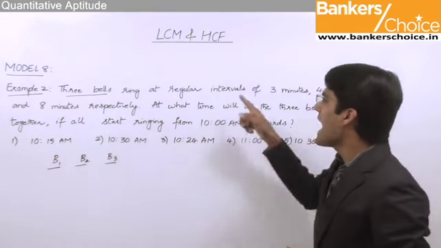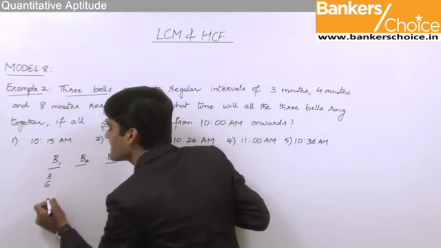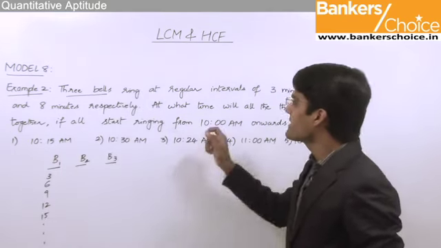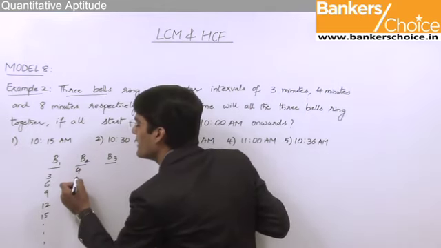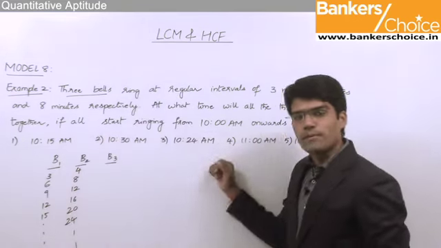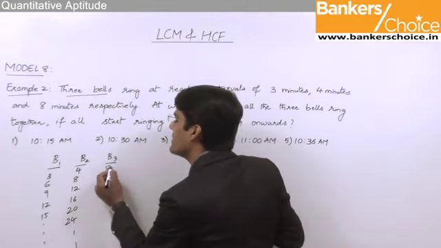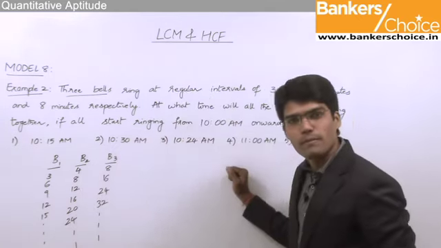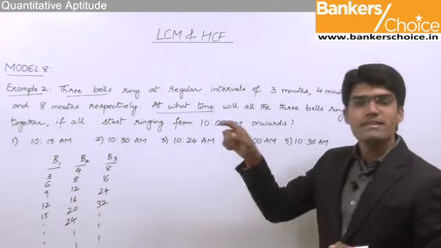Now the first bell rings at regular intervals of 3 minutes. So it will ring after 3 minutes, then again after 6th minute, 9th minute, 12th minute, 15th minute and so on. Similarly, the second bell here rings at intervals of 4 minutes. So it rings after gaps of 4 minutes, 8, 12, 16, 20, 24 and so on. And similarly, the third bell rings after every 8 minutes. So it rings after 8 minutes, then at 16th minute and 24th minute, 32nd minute and so on. As given in the question, we need to find out that time when all the 3 bells ring together.